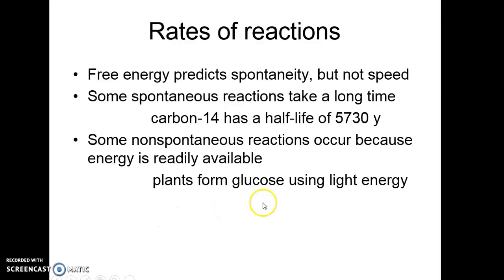So the free energy predicts the spontaneity, but it does not predict how fast it's going to go. Some reactions are spontaneous, for instance, carbon-14 decomposes, and for half of it to be gone, it takes more than 5,000 years. That's a very long time, but it's spontaneous.